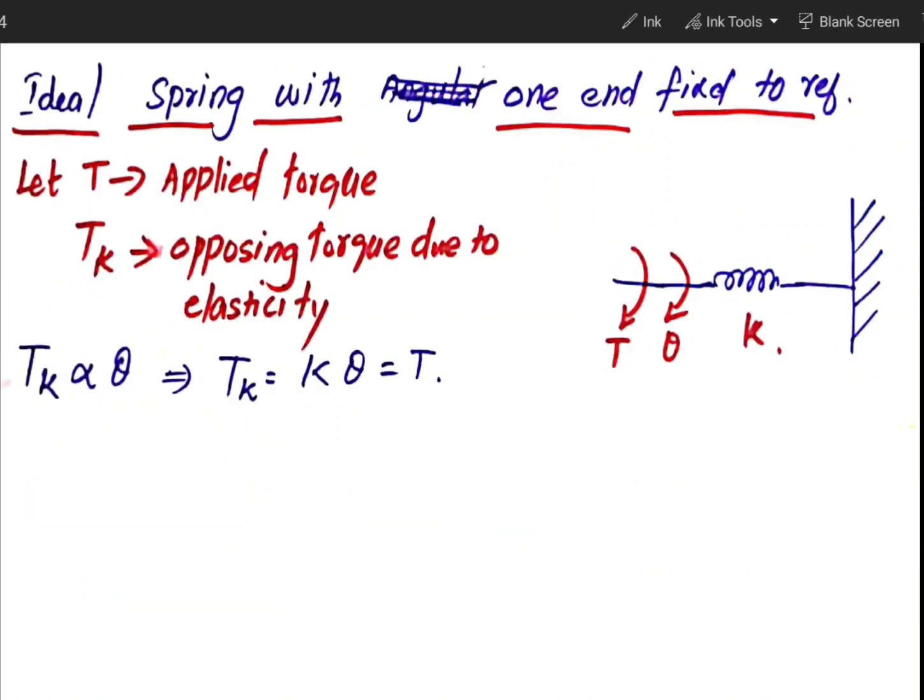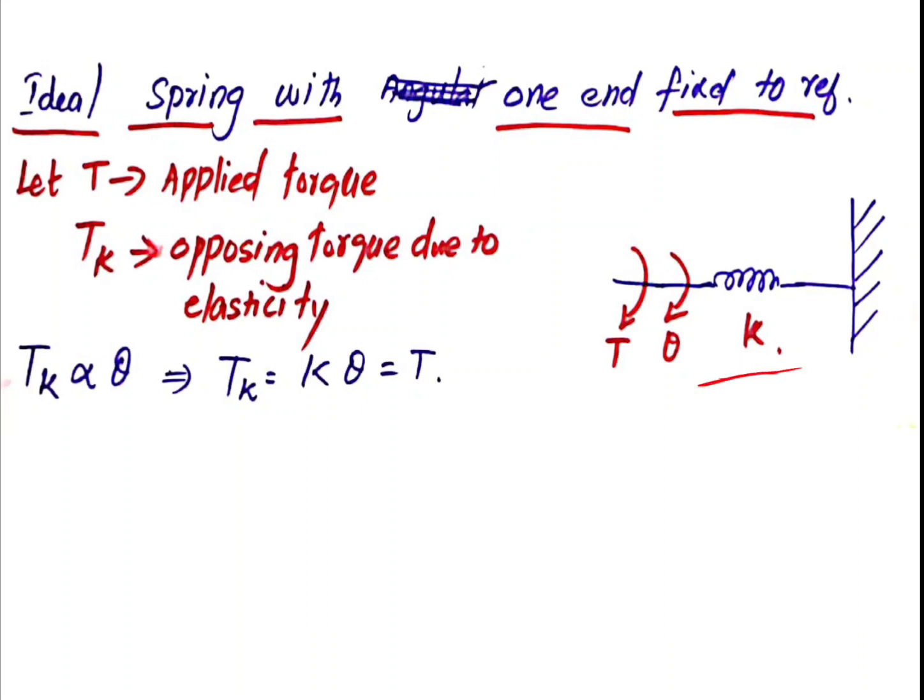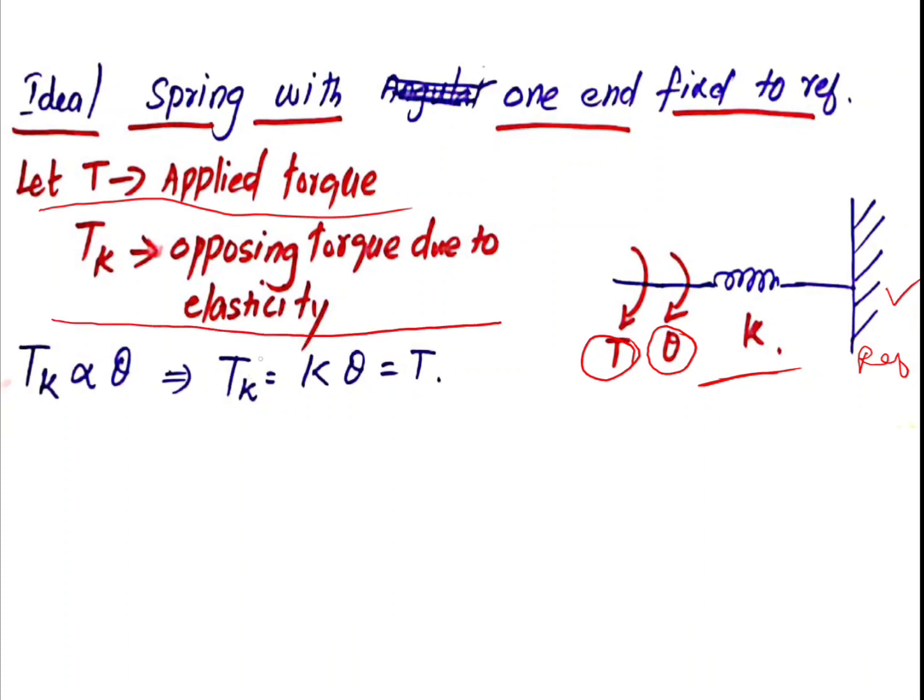Similarly, we are going to consider an ideal spring with one end fixed to reference. This is the ideal spring, connected to the reference, and the torque is applied at one end. This is the applied torque and the angular displacement is recorded as theta. Now T is the applied torque, and Tk is the opposing torque due to elasticity. The opposing torque is directly proportional to angular displacement, so Tk is equal to K into theta, which is equal to the applied torque.